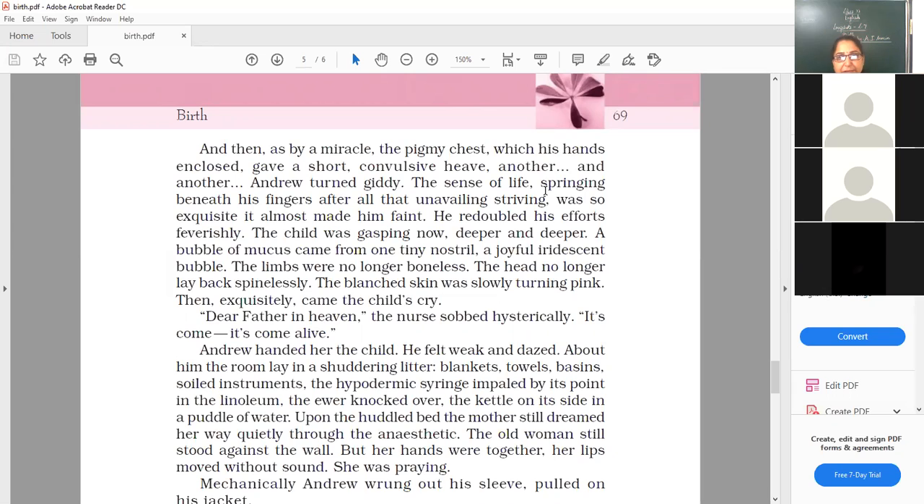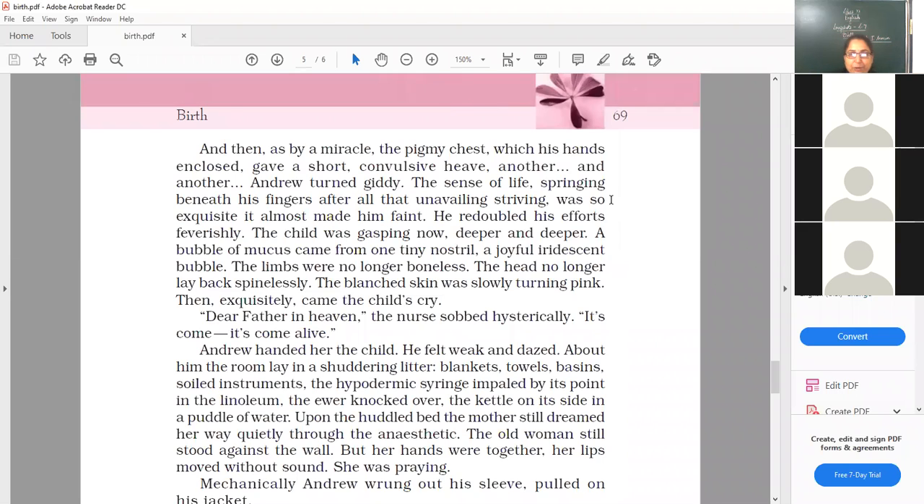So the sense of life springing beneath his fingers. He could feel that there is life now beneath my fingers. And after all that unavailing striving was so exquisite, it almost made him faint. He redoubled his efforts feverishly. The child was gasping now, deeper and deeper. A bubble of mucus came from one tiny nostril, a joyful iridescent bubble. Now this bubble came out from the nose, and he's calling it colorful because it is full of life.